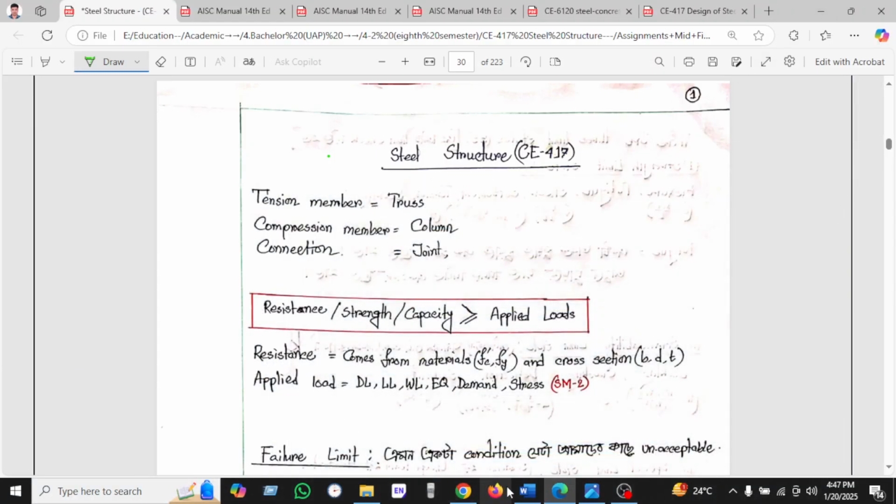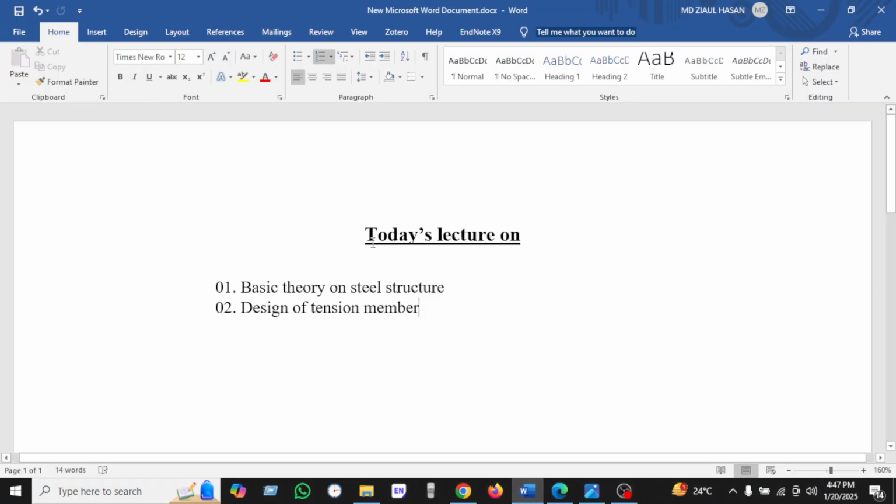Hello everyone. Today I'm going to deliver another lecture. First, I will deliver a lecture on the basic theory of steel structure, and then the second portion will be on the design of tension members. So let's start the basic theory of steel structure.